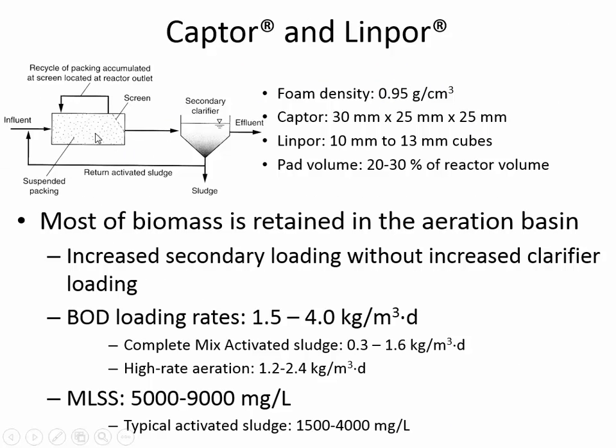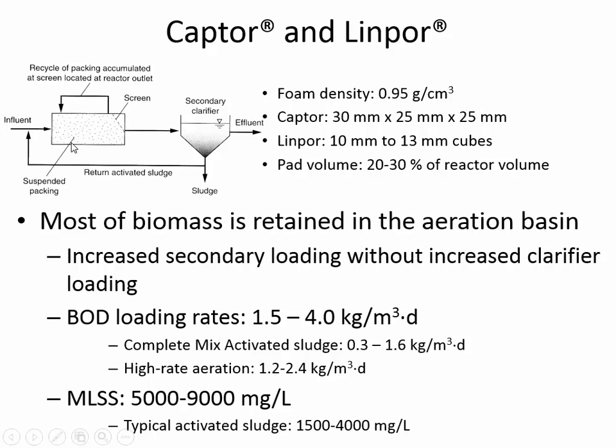So this is showing a diagram of how they've got a screen here to try and keep the plastic foam inside the aeration basin. And they may have the recycle of water inside of the aeration basin, and they do have the recycle of sludge solids. But those little plastic foam pellets or cubes would take up maybe 20 to 30% of the reactor volume. And so there's still a lot of empty space, and since it's aerated, the air is being injected through a diffuser.